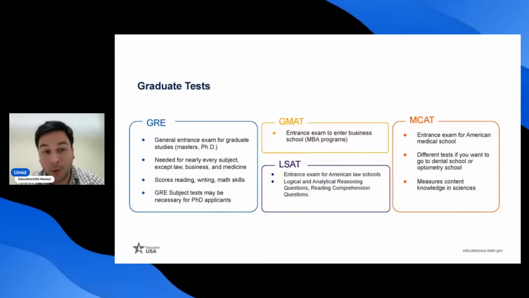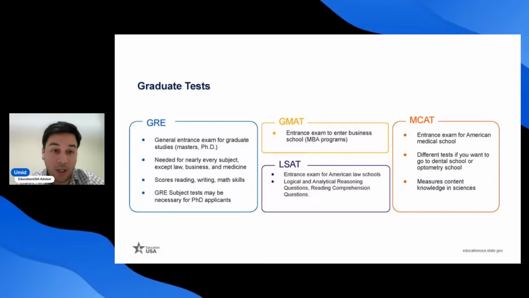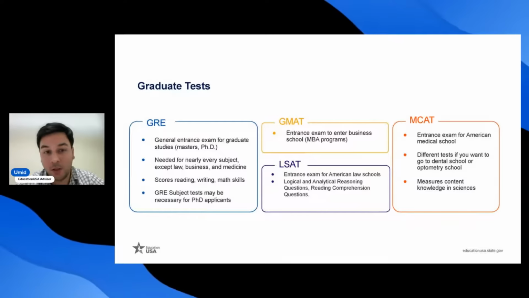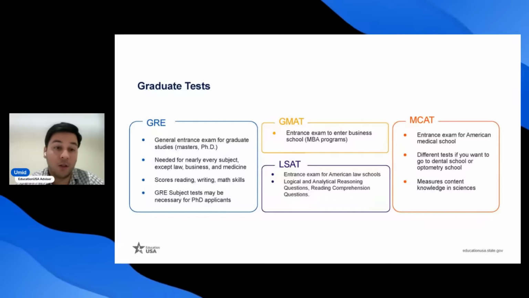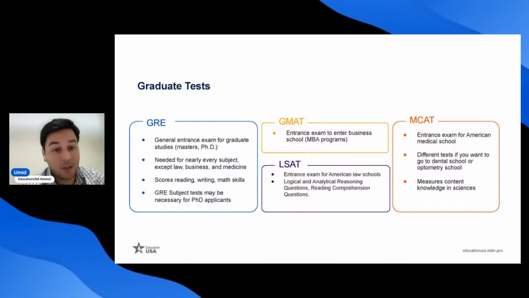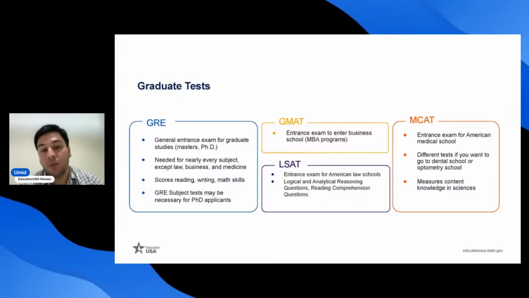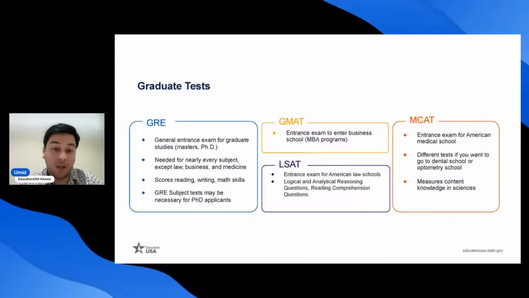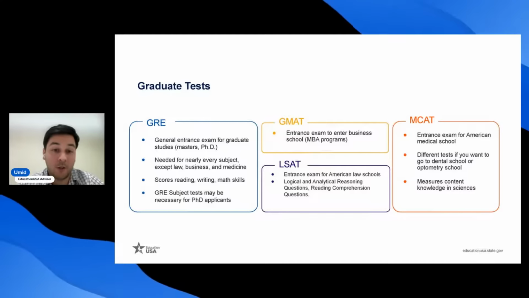So now we're going to the graduate tests. Here we have 4 major graduate tests, which is GRE. It's a general entrance exam for graduate studies, master's or PhD. It is needed for nearly every subject except law, business, and medicine. We're going to talk about it a bit later, and it scores reading, writing, and math skills. Like the SAT and the ACT, it also provides a subject test that may be necessary for PhD applicants. If you're applying to business, you need to take GMAT. It's an entrance exam to enter business school. And if you want to be a lawyer, you should take the LSAT.